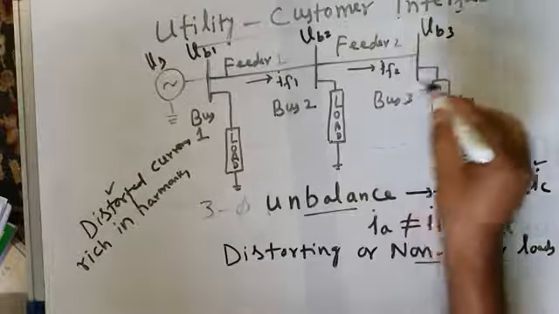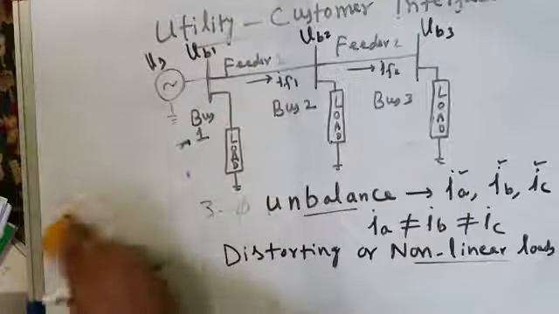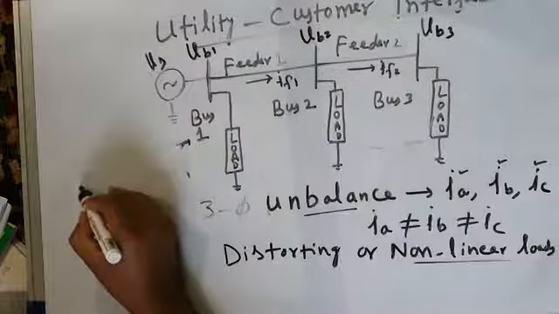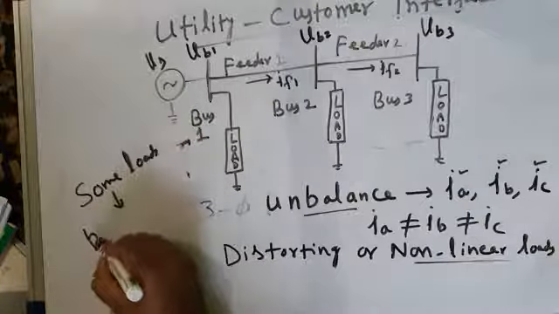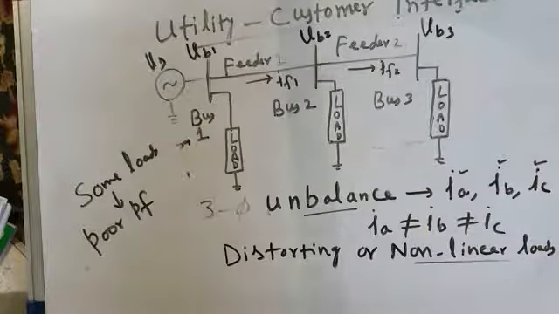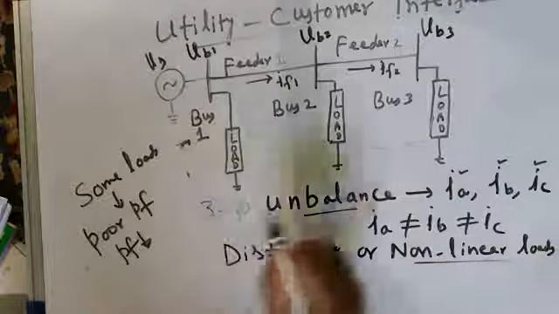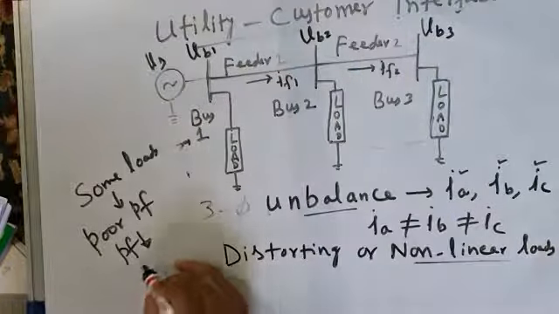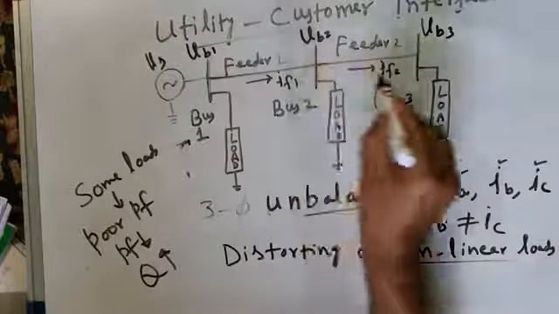It is also possible that some of these loads are operating at a very poor power factor. That is another power quality issue. Maybe some loads connected to bus 3 are reactive, inductive type loads, and they draw the currents at very poor power factor. Since power factor is very low, low power factor means they draw large reactive power. In addition to active power, they draw a large amount of reactive power, and a large amount of reactive power will increase the feeder currents.